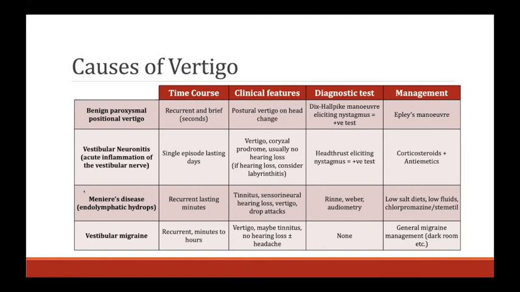If they say seconds, it's most likely BPPV. If they say seconds to minutes, it's going to be Meniere's disease. Minutes to hours, probably more of a migraine picture. And if it's a single episode that lasts several days at once, that's when you suspect vestibular neuritis. In terms of how you differentiate this clinically, for BPPV you can do the Dix-Hallpike maneuver as a diagnostic test, or you could do the Epley maneuver as a management test as well. Both of them are reasonable.